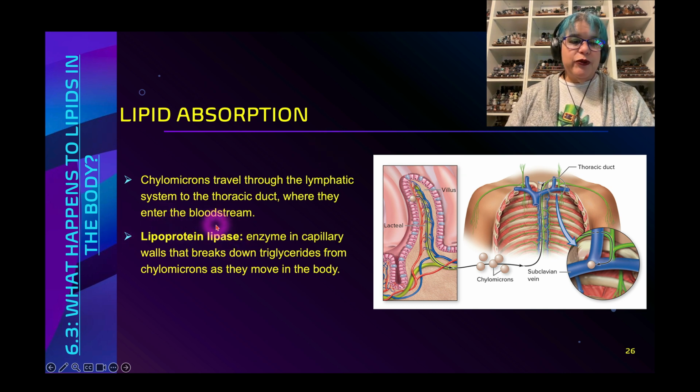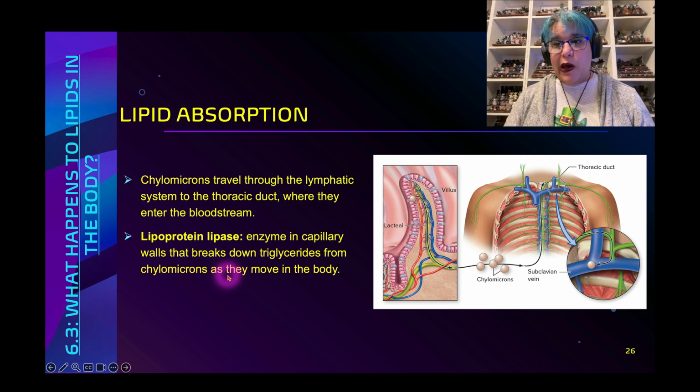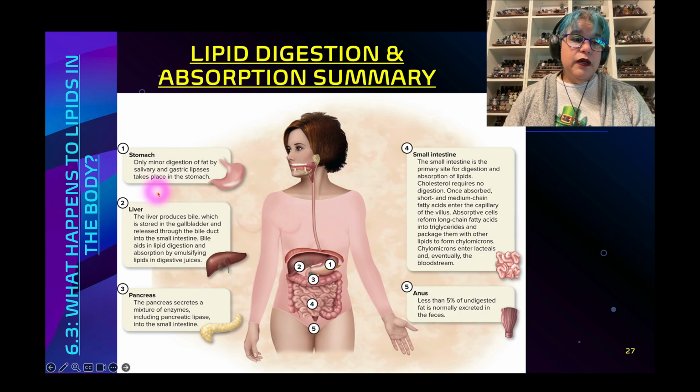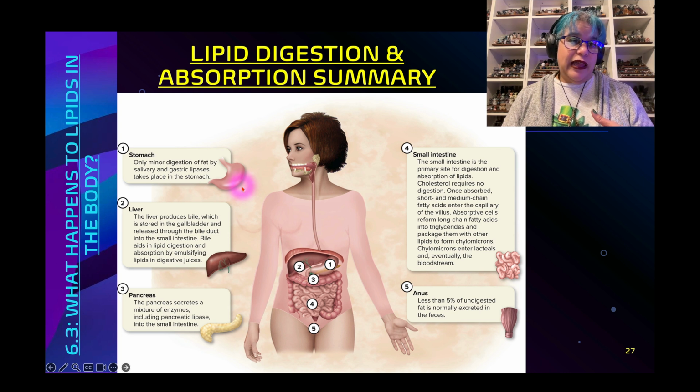Now, lipoprotein lipase is an enzyme in the capillary walls, inside of my capillaries, that breaks down triglycerides from the chylomicrons as they move throughout our body. So, the summary. The stomach only has minor digestion of fat by both salivary and gastric lipase. That all takes place in the stomach. The liver produces bile, which is stored in the gallbladder, and released through the bile duct into my small intestine. Okay, so you can see the bile duct coming out there.